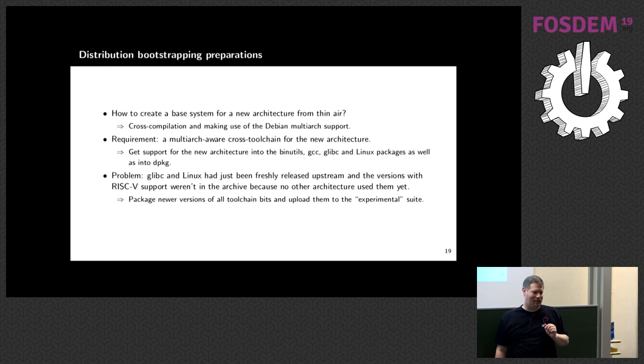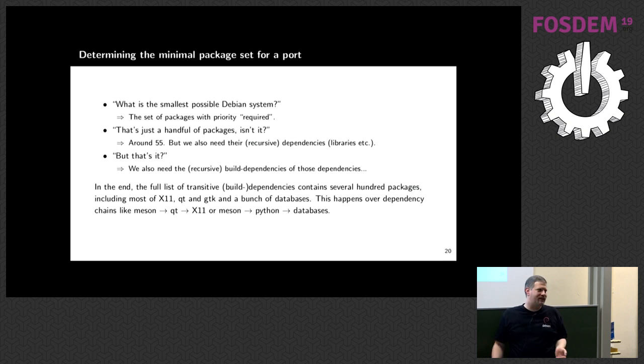Then how does one start in bootstrapping a new architecture? I need a base set of packages. So which packages and how many are that? Well, Debian has package priorities, and the packages with the priority required are the base package set. And, well, priority required, okay, that's easy. Just a handful of packages. That's 55 packages. That's no problem.